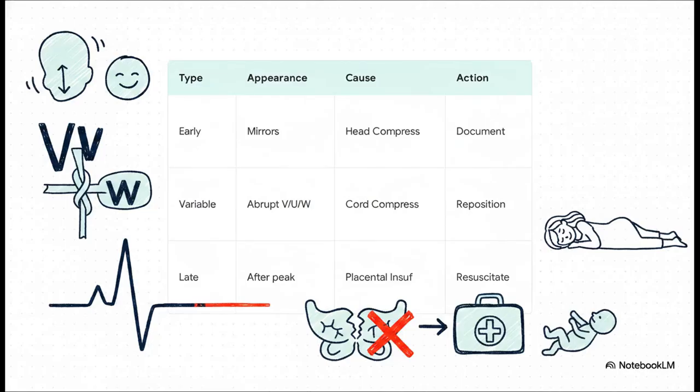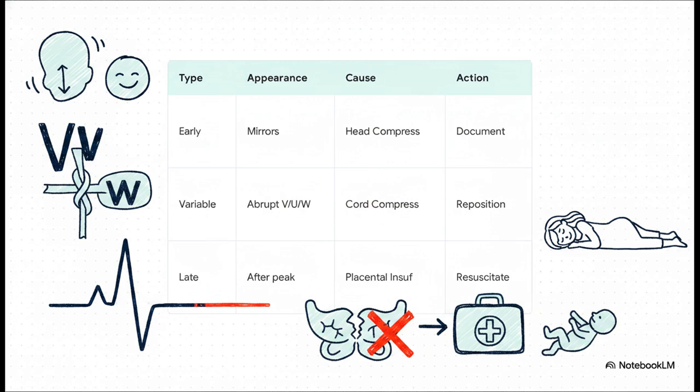Now, decelerations are a different story, and everything hinges on this specific cause and effect matrix. Early decelerations smoothly mirror the mom's contraction. They're just caused by benign head compression as the baby descends, so you don't need to intervene. Variable decelerations, though, those are abrupt V or W-shaped drops caused by umbilical cord compression, so your immediate move is to reposition the mother to get the weight off that cord.